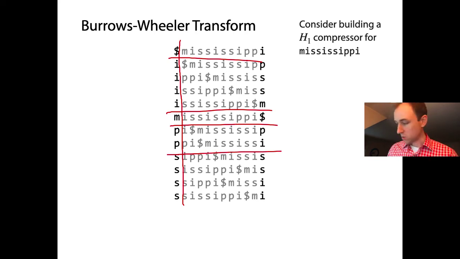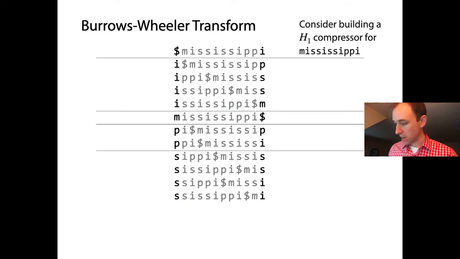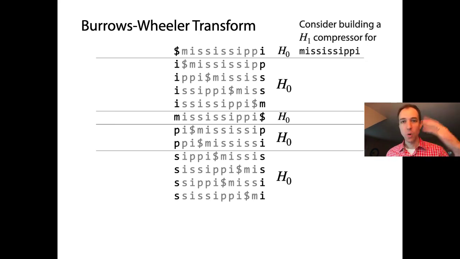So let me show this with cleaner lines. Within this window, for example, these are the characters that have S as their right context. These are the characters that have P as their right context. These are the characters that have I as their right context. So if I wanted to end up with a high order coding scheme, I could apply a zero order empirical entropy encoder like Huffman within just these partitions of the Burrows-Wheeler transform. Okay?